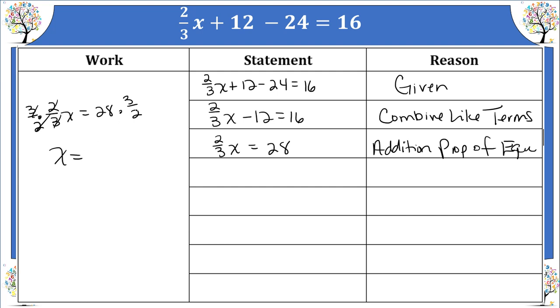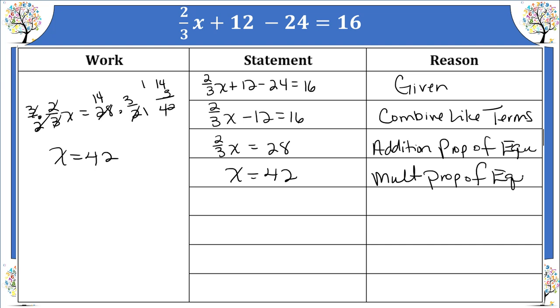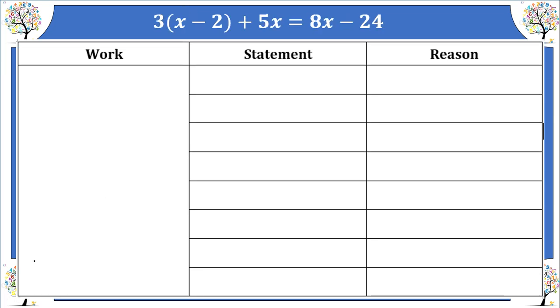So x is going to equal, I'm going to do the simplification diagonally. So 2 goes into 2 once and 2 goes into 28 14 times. So we really just have 14 times 3. And that is 42. So we get x equals 42, and we use the multiplication property of equality. And we have exactly one solution. So I'm just going to say exactly one solution.